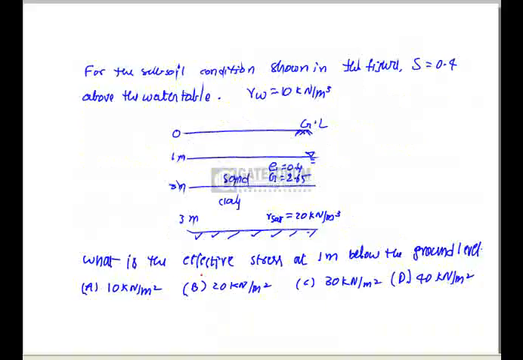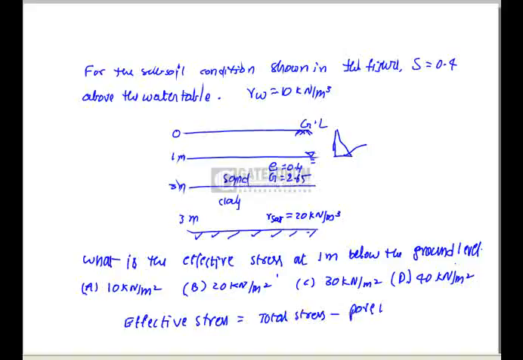Question, we have to find out the effective stress at 1 meter below the ground level. So we have to find out the effective stress at this level. We know effective stress is equal to total stress minus pore water pressure. There is no water table at ground level, so pore water pressure is going to be 0. So only the total stress we have to calculate.